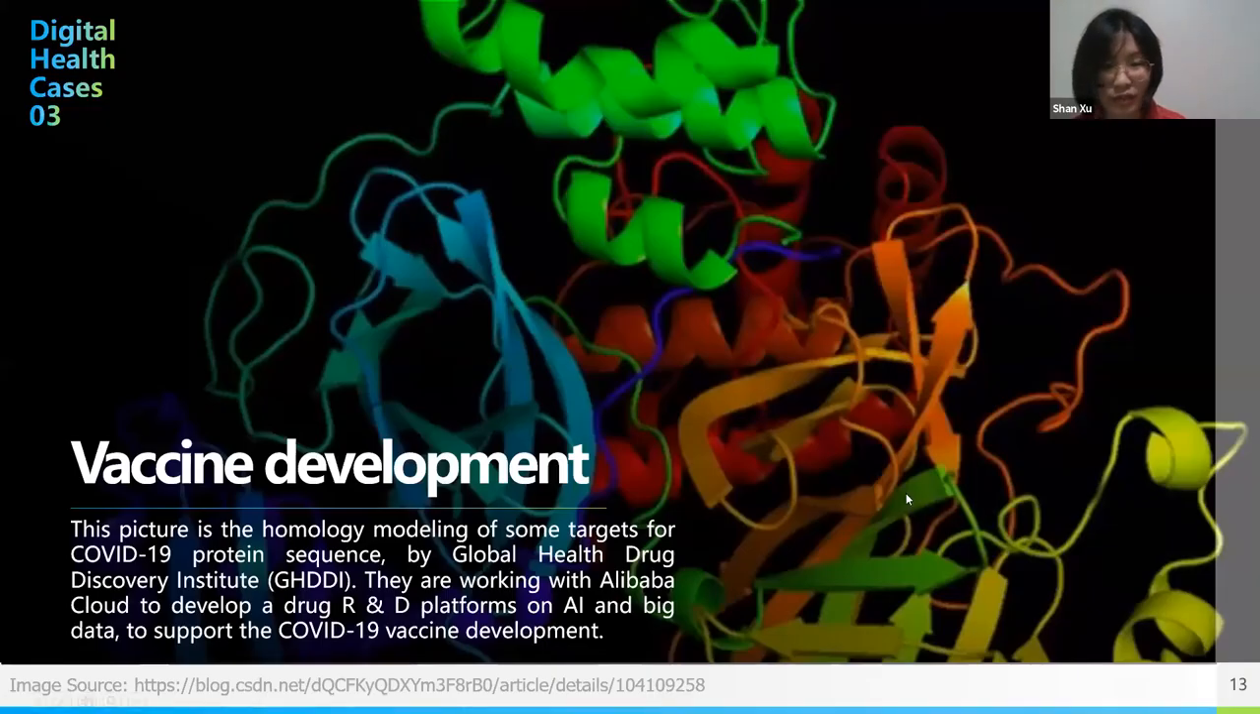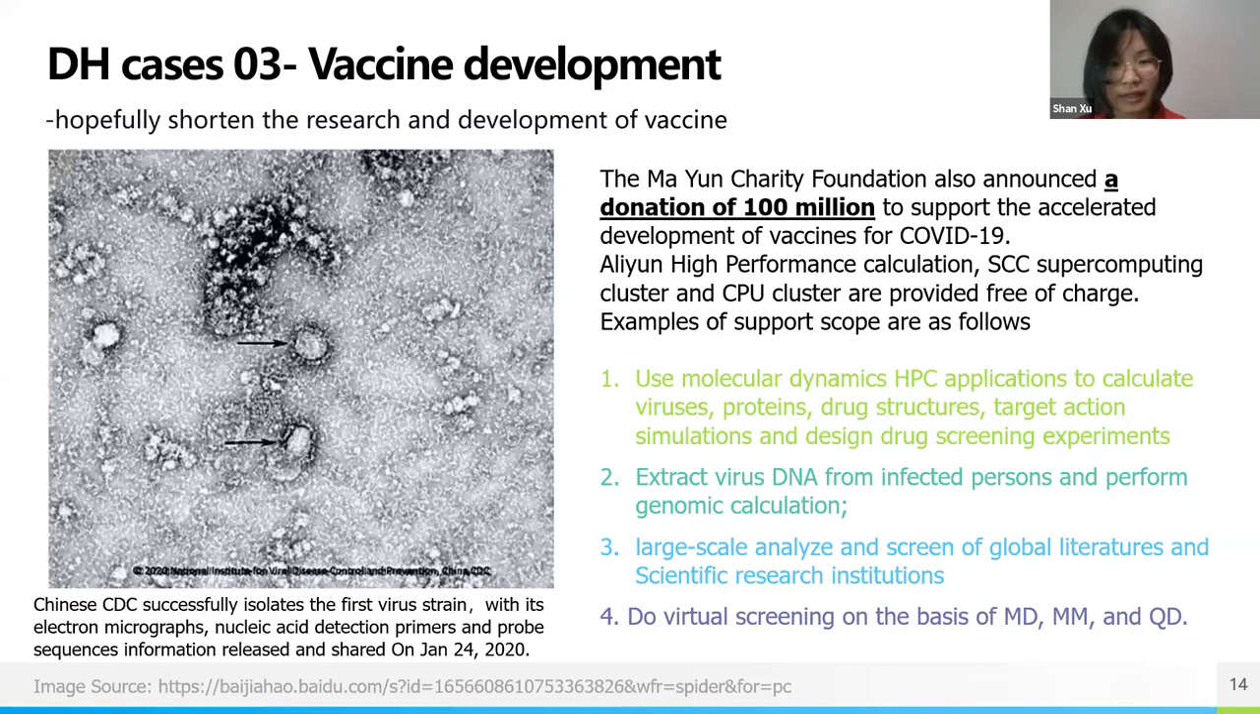And this picture I want to show is that AI also helps with vaccine development. This picture is a kind of modeling of some targets for the protein sequence of the coronavirus. It is based on Alibaba Cloud, which developed a drug R&D platform to support the vaccine development of coronavirus. Also, Ma Yun, the founder of Alibaba, launched a donation of 100 million and opened the cloud computing capacities to support the development of a vaccine for coronavirus.